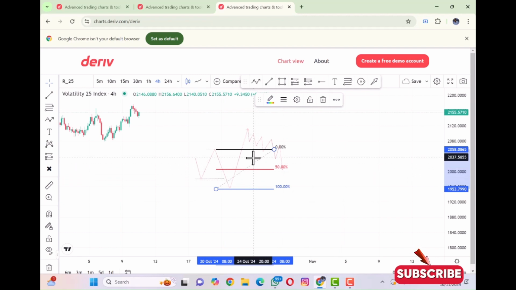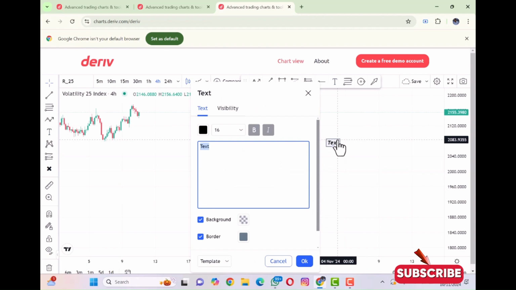So this one becomes our new premium level, and this one becomes our new discount level. Remember that I said that you take a buy from the discount level, and a sell from the premium level.